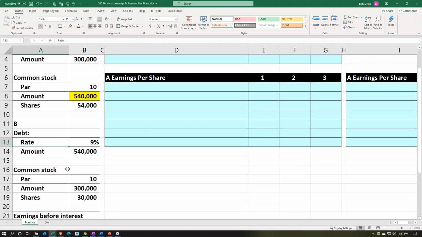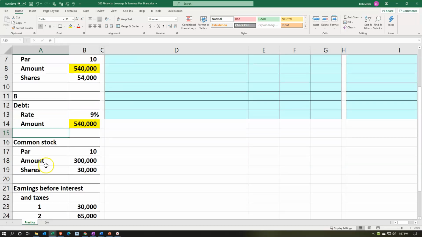On B then, however, we have the opposite. So now we're going to say that the debt now is going to be at the 540. That's where the emphasis is going to be, whereas the common stock now is at the 300,000. Those still adding up then to that same 840,000, but now the emphasis being more on the debt side of the equation as opposed to the equity side with regards to how we're financing those assets.